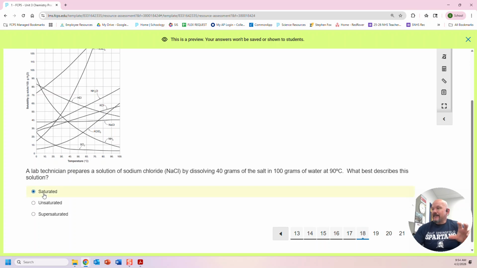It makes it saturated. If it was more than 40 grams, it would be supersaturated, oversaturated. And if it was less than 40 grams at 90 degrees, it would be unsaturated. We could still keep dissolving sodium chloride in our 100 grams of water if we needed to. But once we go past 40 grams, now we're supersaturated. But right now, since we're at the max, we're saturated.